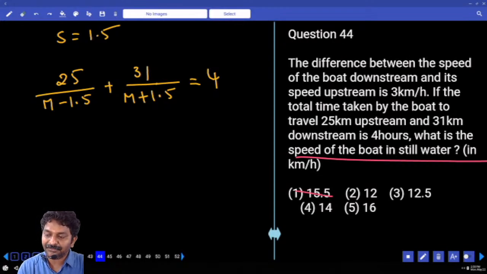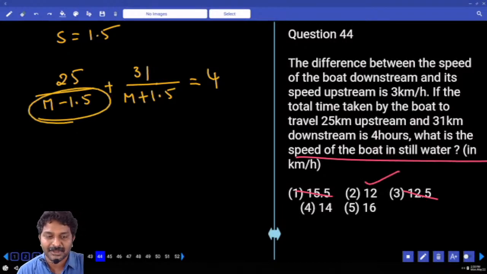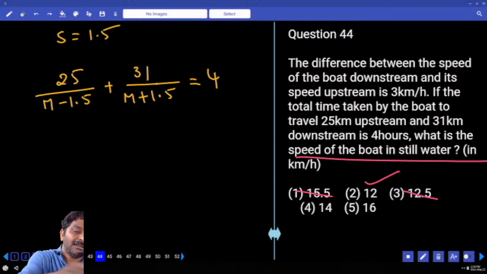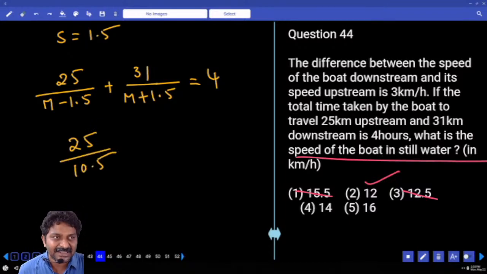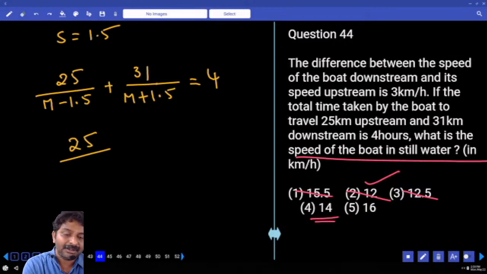So I don't verify these two options. I'll pick 12. 12 minus 1.5, how much is that? 10.5. Numerator 25 by 10.5. Can it be cancelled easily? No, so I don't even continue verifying the option. Forget about 12. I'll pick 14. 14 minus 1.5 is 12.5. Can 25 be cancelled with 12 and a half easily?